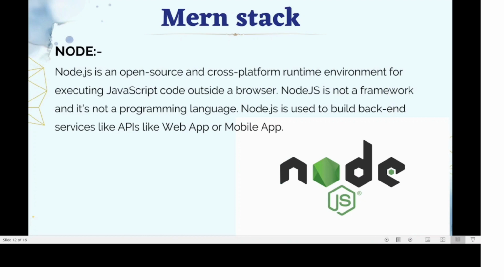Node.js. Node.js is a runtime environment that helps execute server-side code. It is an open source and cross-platform runtime environment for executing JavaScript code outside a browser. It is not a framework and it is not a programming language. Node.js is used to build backend services like APIs.